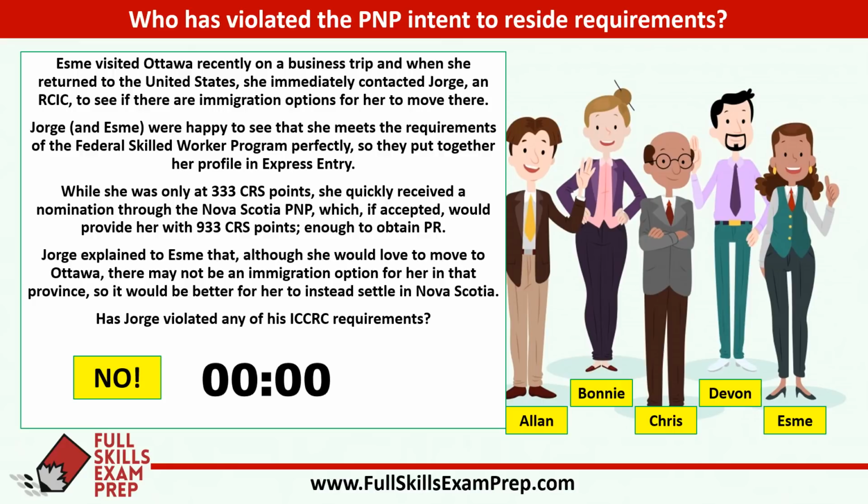So in this case, Jorge has not violated any requirements that he has to fulfill as a member of the ICCRC. And of course, he's not violated any regulations in the law or anything like that, and has not advised Esme to break any of those regulations either. He was very straightforward, very candid, very honest with her in saying that, and one of those key words, of course, is settle in Nova Scotia, not visit Nova Scotia and then move to Ottawa right away, as we saw in the previous example. Well, he's instead recommending for her to settle in Nova Scotia based on this provincial nomination.